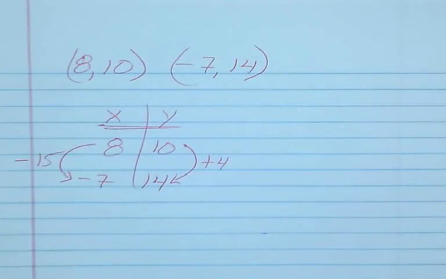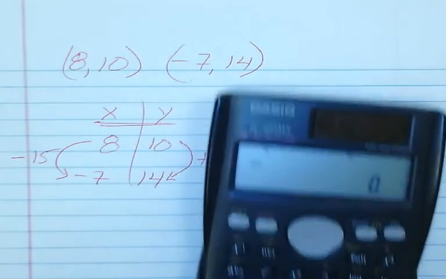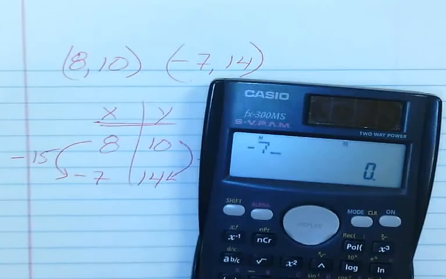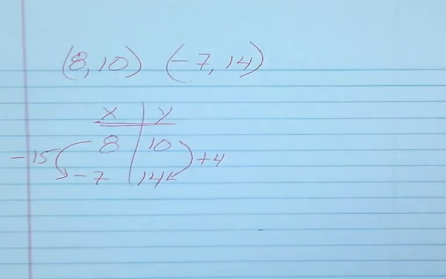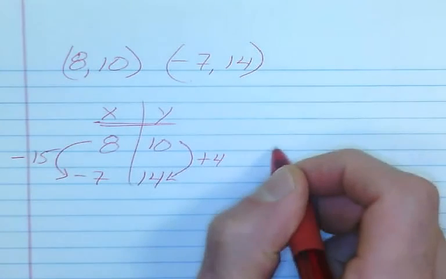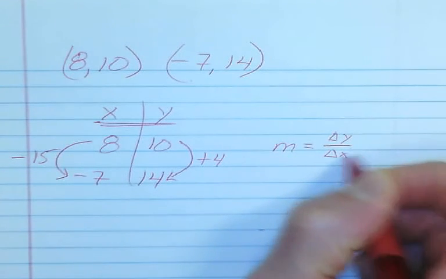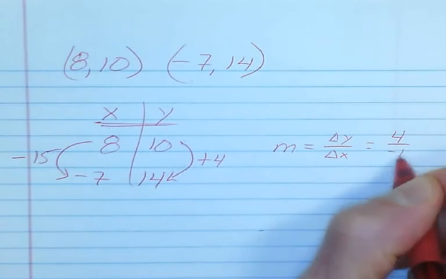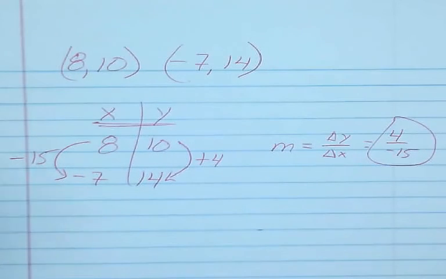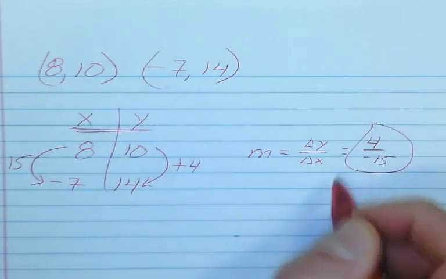Now if you can't see that in your head, you can always subtract. You could do -7 minus 8, and we get -15. That's our change. So you can always find your change using subtraction. Then we go back to our slope formula, which is change in y over change in x. And we get a slope of 4 over -15. Have to ask yourself, can I simplify that fraction? In this case, no. So our slope is simply -4/15.